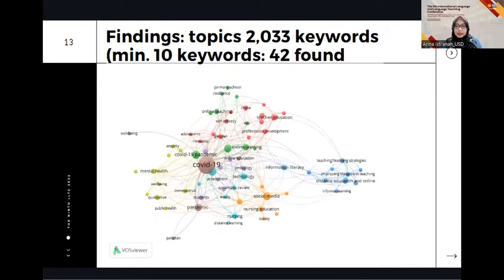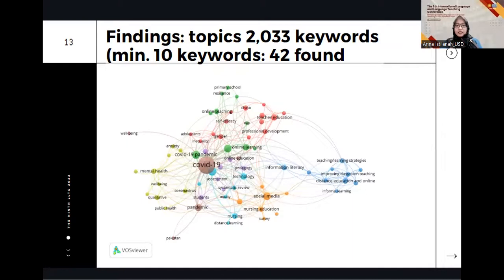And then the last aim of my paper is to find out the topics or research trends. From the 444 documents, I found more than 2,000 keywords, and then I limited the search to at least 10 occurrences of keywords in the documents, and I found 42 keywords that are connected to one another. Here is the visualization of the occurrences of the keywords. Those 42 keywords are coupled in different documents, shown by the links. The blue link, for example, this one, shows that the keywords teaching learning strategies and improving classroom teaching co-occur as keywords mentioned in similar documents.